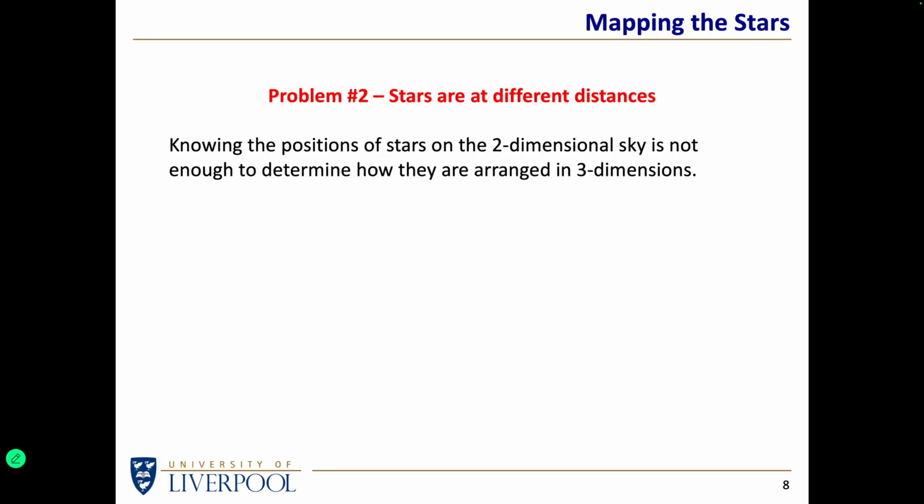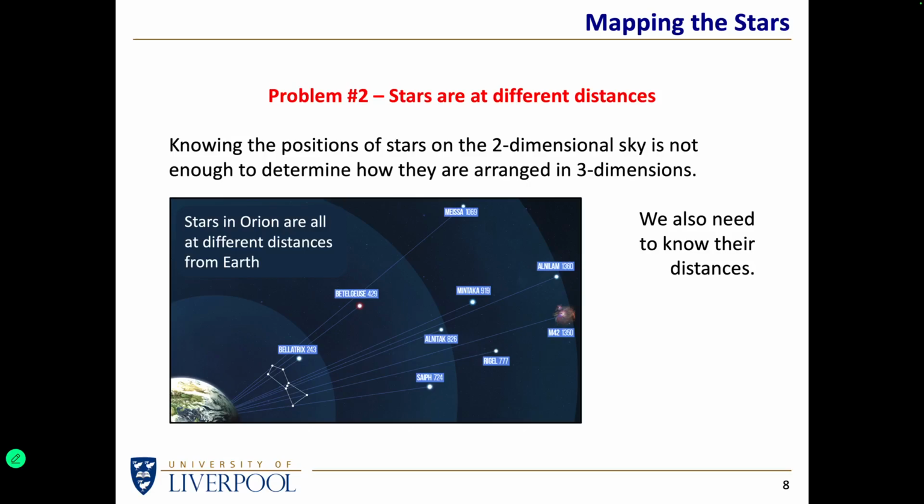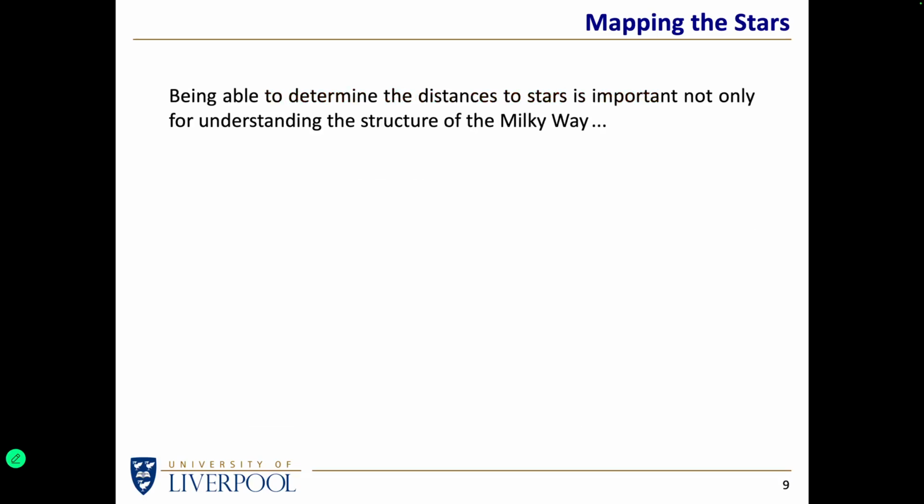Knowing the positions of stars on a two-dimensional sky is not enough if you want to map out what the Milky Way is doing. If we remind ourselves, for instance, that there's the familiar constellation of Orion as seen from Earth, but actually all the stars in the familiar constellation are all at different distances. And so knowing the two-dimensional mapping is simply not sufficient. We need to know their distances.